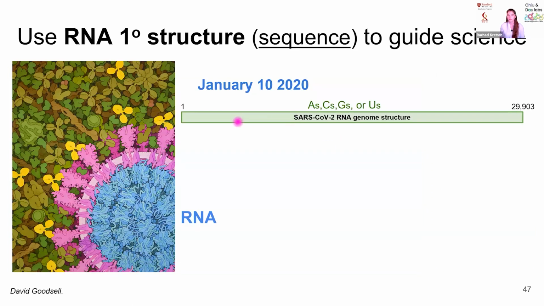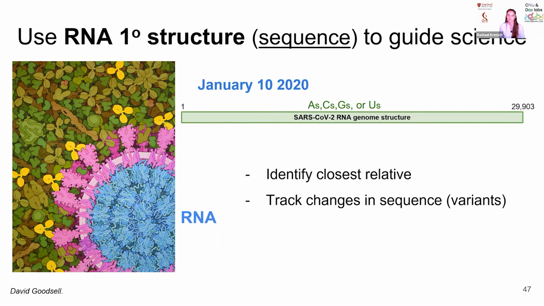All right, so here's the primary sequence. It's simply a list of As, Cs, Gs, or Us, and there's 30,000 of them roughly. Now, just reading a bunch of As, Cs, Gs, and Us is not going to tell us much information, but we can compare it to other viruses to identify closest relatives. So that's how we knew it was a coronavirus, for example. We can also track changes in this sequence, which tells us new variants that you may have heard of.